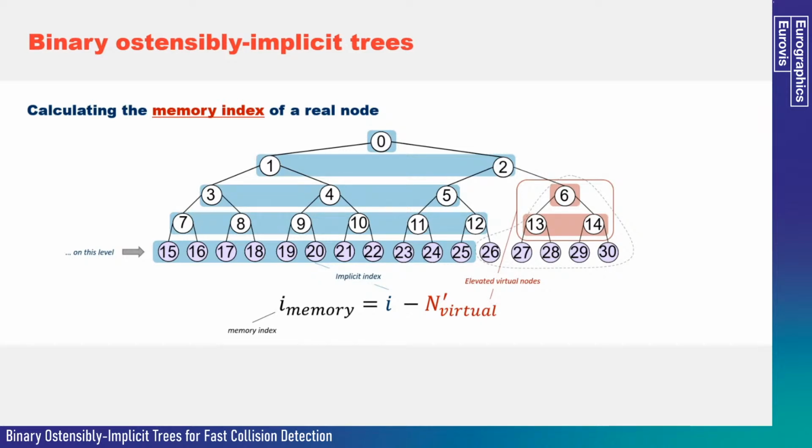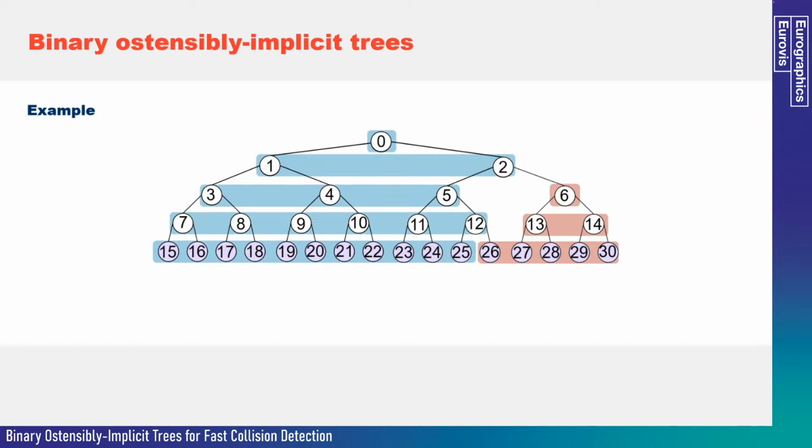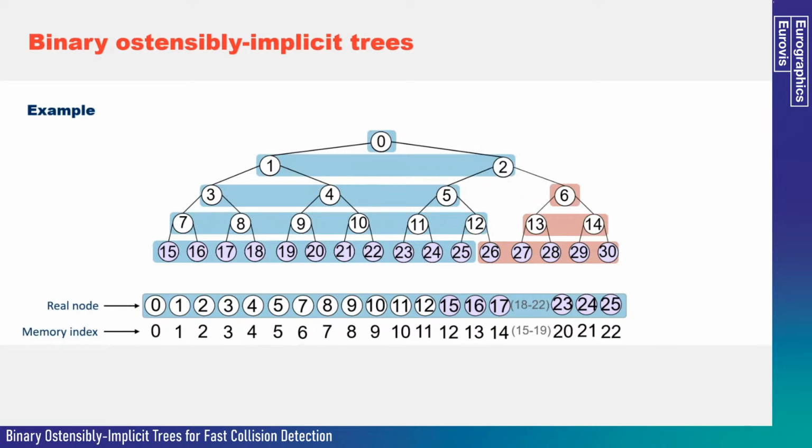The concept is in fact similar to counting the total number of real nodes given the number of triangles, but this time we care only about the elevated virtual nodes. Here I show a more concrete example of what is happening. Thus, we can see that a real node is mapped to a memory location at an offset, and where this offset itself is dependent on the virtual nodes above that node.